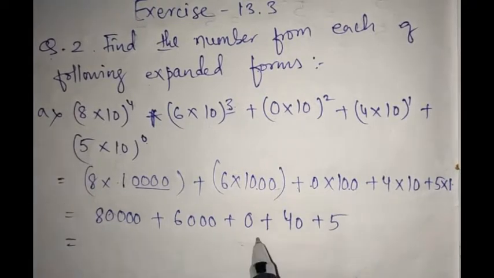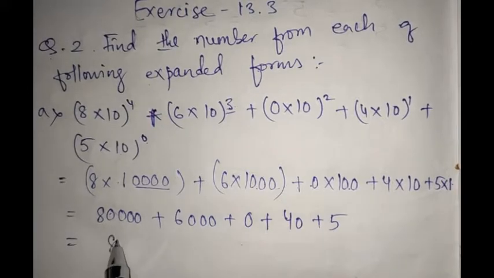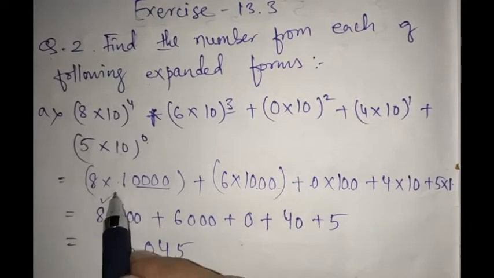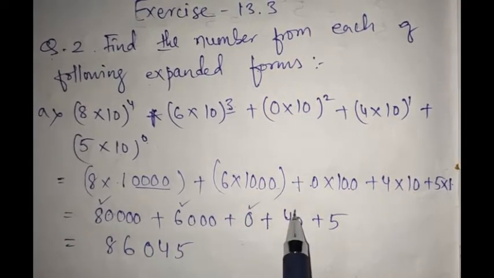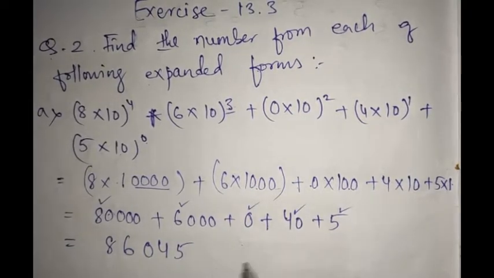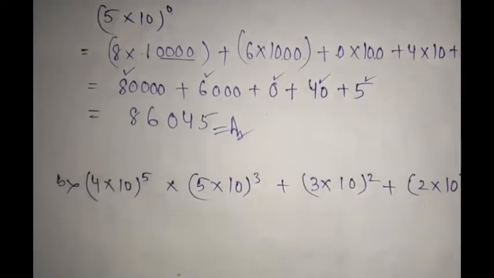Now when you add these numbers, what you get is what you have to write over here. So when you add this, you will be getting 8 6 0 4 5. So this is the way to get the standard form, or the number, from the expanded form. Alright, so let us proceed to the part B question.